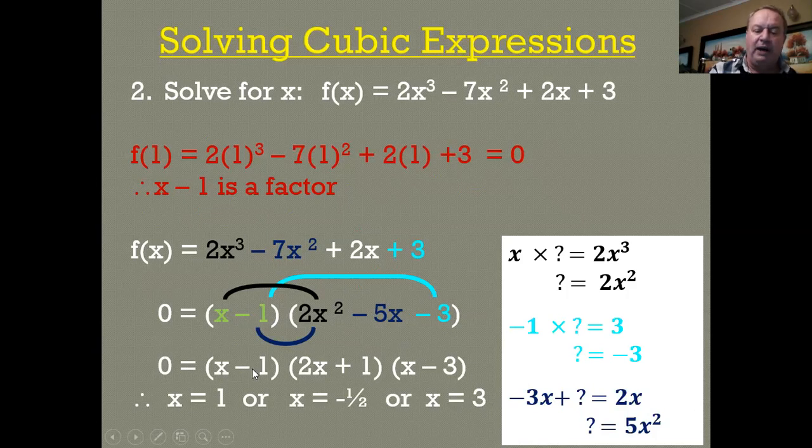So x minus 1 remains. The factors of the trinomial are 2x plus 1 and x minus 3. So x minus 1 is 0, so x is 1. 2x plus 1 is 0, so x is -1/2. X minus 3 is 0, so x is equal to 3.